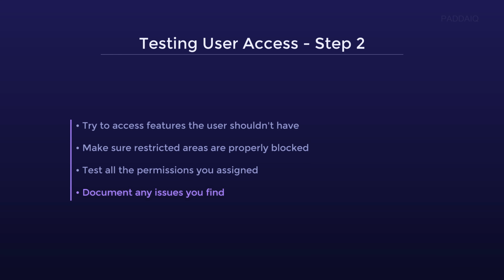Document any issues you find. This means you must clearly record any problems, like an error message or missing permission, during your access test. For example, if a user cannot view a sales report, note the exact error and the steps taken. This record is crucial for your support team to diagnose and resolve the problem efficiently.